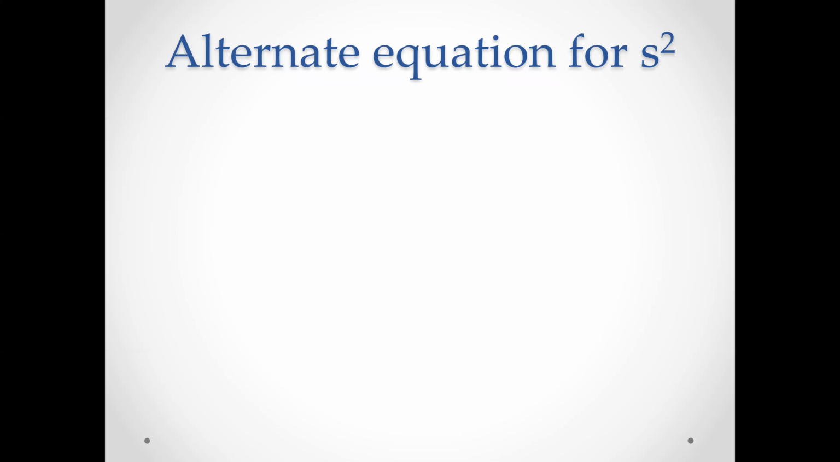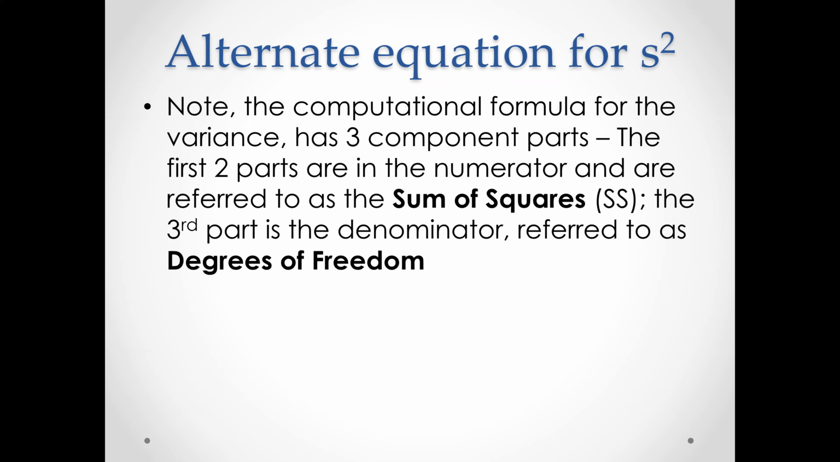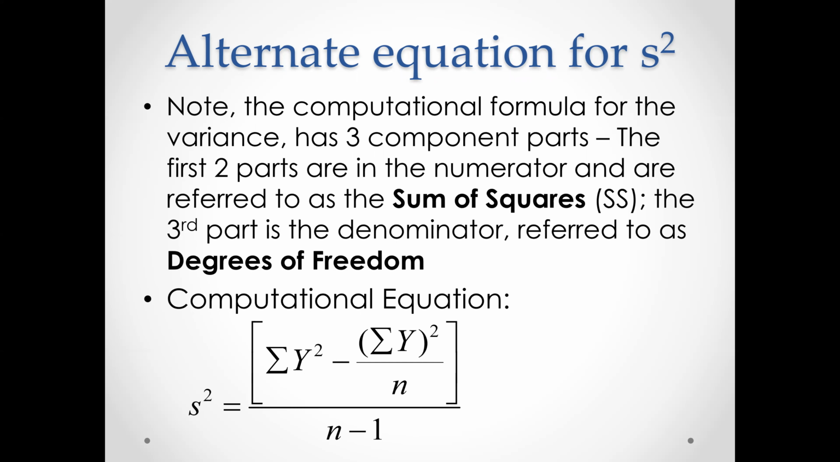equation. Sorry about that. The alternate equation for S squared uses something completely different. Here is the equation. Now it might look scary. It's called the computational equation because it actually is easier to use. So here we have the first part of the equation, the sum of y squared. Now the sum of y squared simply means we take each value or each score in our data set and we square it. And then we add up all those squared numbers together. So that's how we get this first number, the sum of our y squares.